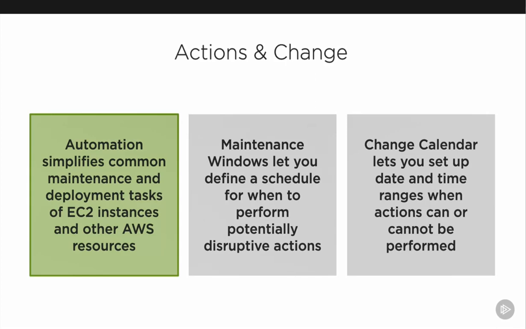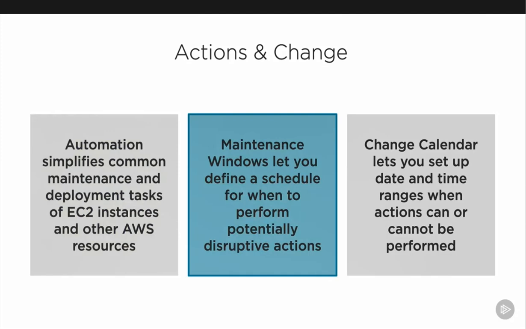The next capability is a maintenance window. A maintenance window allows us to define a schedule, or a window in other words, for when we want to perform potentially disruptive actions. So you don't want to have to patch midday potentially. So you can schedule a maintenance window maybe overnight where your automation kicks in and starts patching all of your instances. And we'll look at these a little bit deeper coming up.